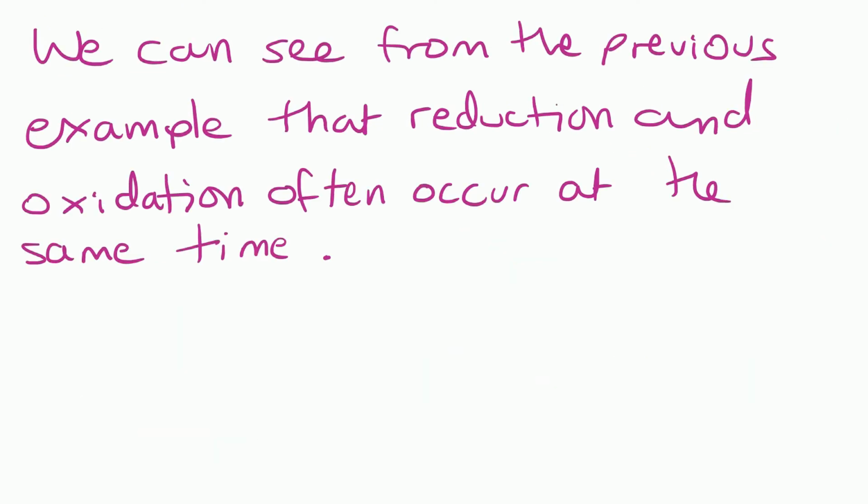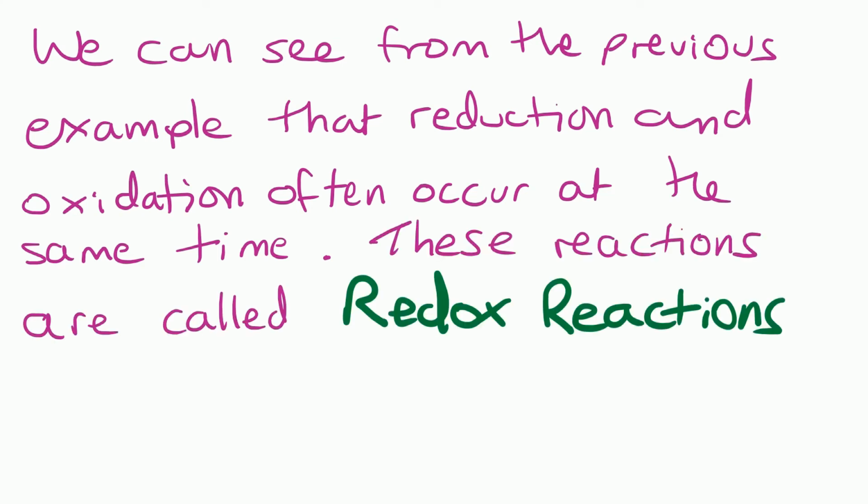We can see from the previous example that reduction and oxidation often occur at the same time. These reactions are called redox reactions, and that comes from the two words reduction and oxidation. So when we've got reduction and oxidation happening at the same time, we can call it a redox reaction.